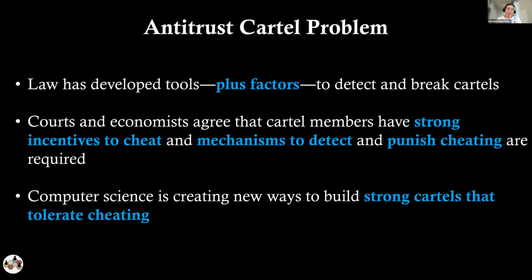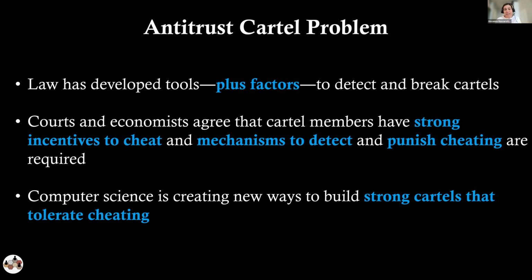So these are elements that suggest the presence of a cartel agreement, because as mentioned, we cannot rely on a written agreement. And economists and courts also agree that to show evidence of a cartel agreement, you need to prove certain mechanisms to deter and punish cheating. Why? Because as mentioned, cartels are inherently unstable because there are high incentives for cartel members to cheat. So the idea is that a cartel could not survive without mechanisms to detect and punish cheating. So you need to prove these mechanisms.